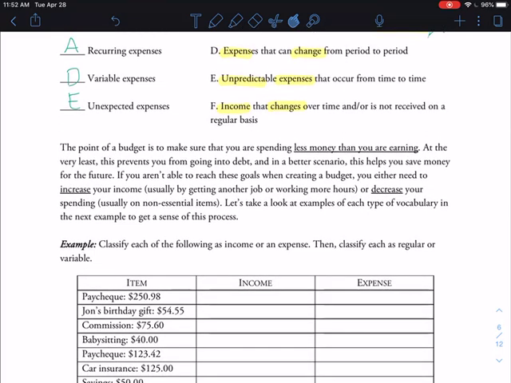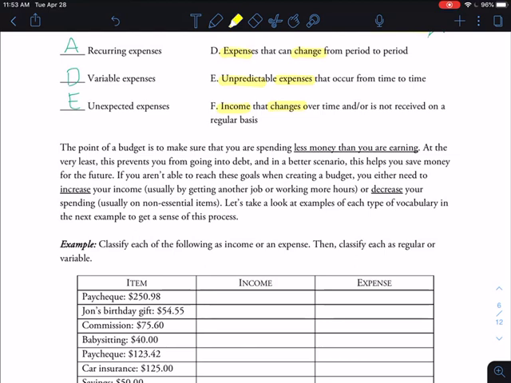Okay, the point of a budget, as you can see here written out, is that you're going to be spending less money than you're earning. That's why we make budgets, so we can save money. At the very least, it'll prevent us from going into debt, but the best case scenario is definitely that we can save money towards a goal or for the future. If you aren't able to reach the goals that you set out for yourself when creating a budget, you either need to increase your income, which is usually by getting another job, or decrease your spending, usually on non-essential items. Now, no one likes to decrease their spending, but it's often necessary, so we're going to talk about that a lot in this unit, or in the next couple lessons.